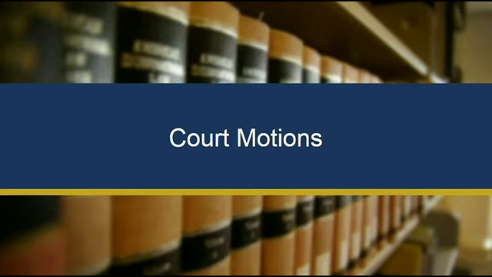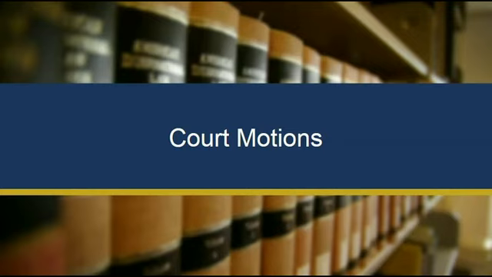Some different examples of types of motions that are filed in personal injury cases include motions to compel, a motion for summary judgment, a motion for a directed verdict, or a motion to reduce or limit the scope of evidence that can be admitted and heard during trial. A motion to compel is simply a motion asking the judge to force the other side to produce certain documents or things or answer certain questions.